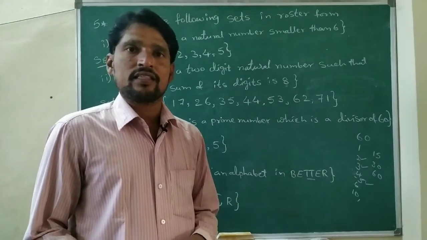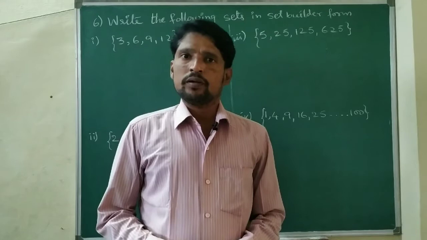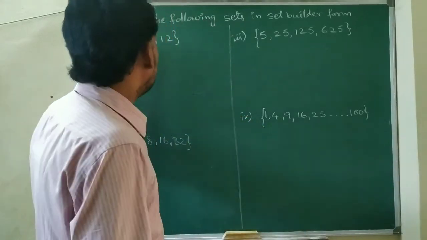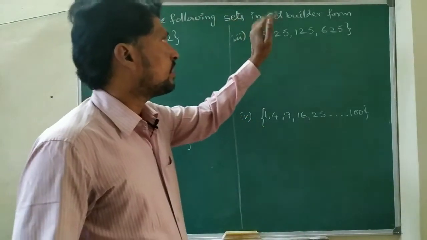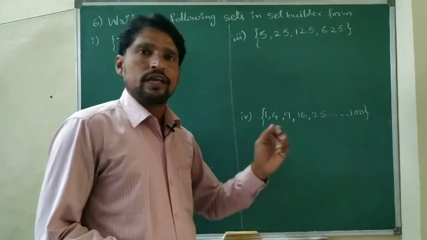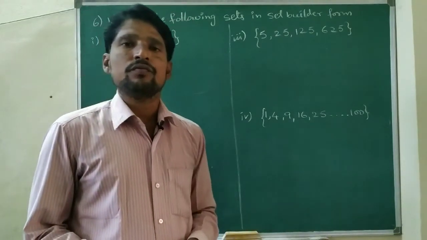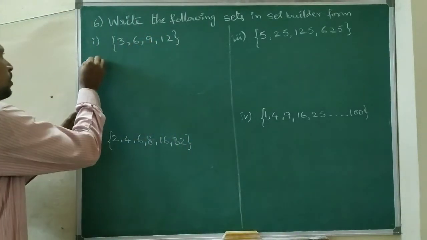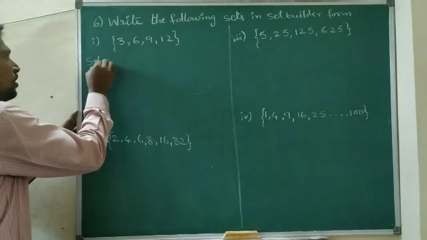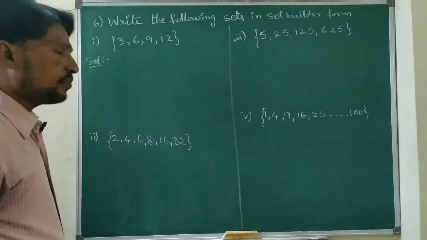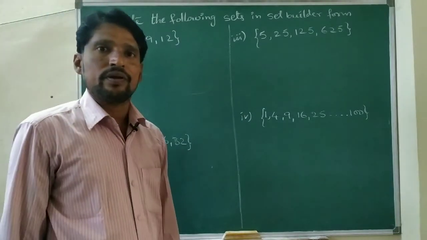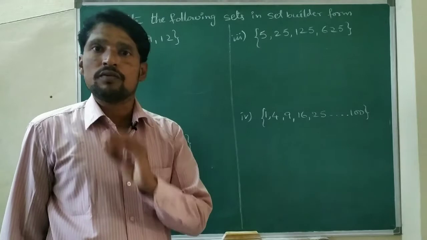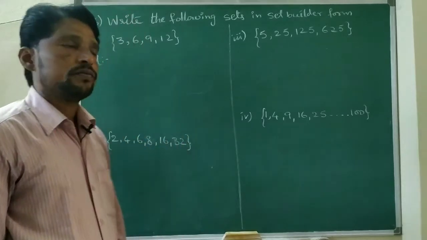Next one is the sixth problem. Write the following sets in set builder form. So here the roster form is given, and we need to write the set builder form. What is the first question? The set 3, 6, 9, 12. What type of elements are these? Multiples of 3.